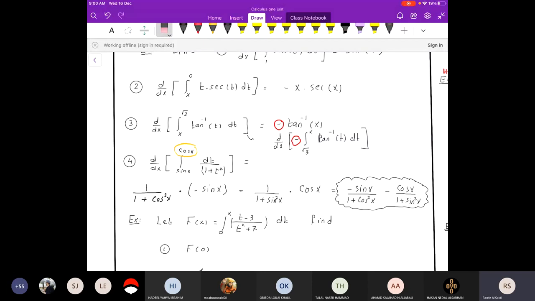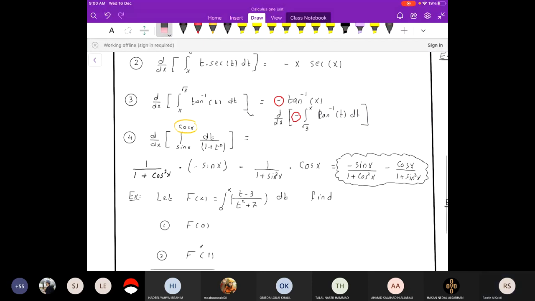Now let me see another example. We define a function of x as the integral from 0 to x of t minus 3 over t square plus 7 dt. Find what is the value of f of 0. According to the definition, instead of x we substitute 0: the integral from 0 to 0 of t minus 3 over t square plus 7 dt. The integral from a to a is 0.